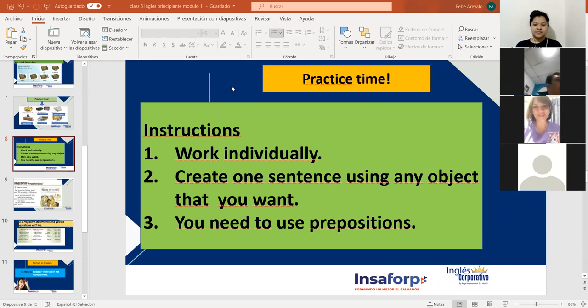Let's see. Me too. Let's see, Regina, estamos practicando con el uso de las prepositions of place. ¿No sé si hizo su oración? Sí, sí, sí. Yes. The fan is next to the bed. All right, excellent. Very good, that one.